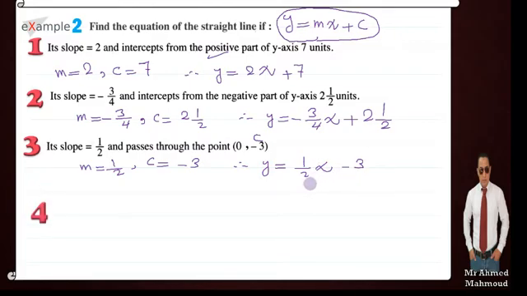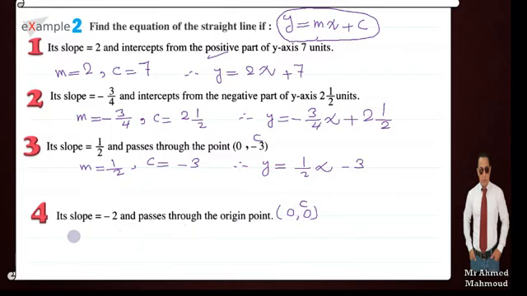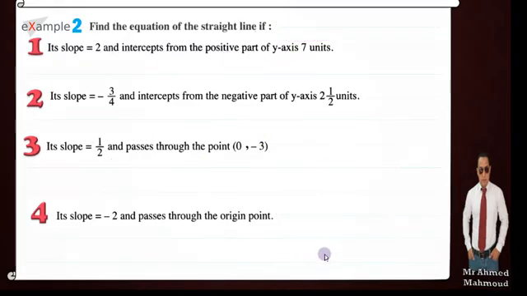Number 4, if the slope is negative 2 and it passes through the origin. Passing through the origin means 0 and 0. So the point is 0 and the second number is c. Then this number is c. Then m equals negative 2 and c equals 0. Therefore, the equation is y equals negative 2x plus 0. I don't write plus 0, it's useless. So the equation is y equals negative 2x only. Okay, let's solve number 5.